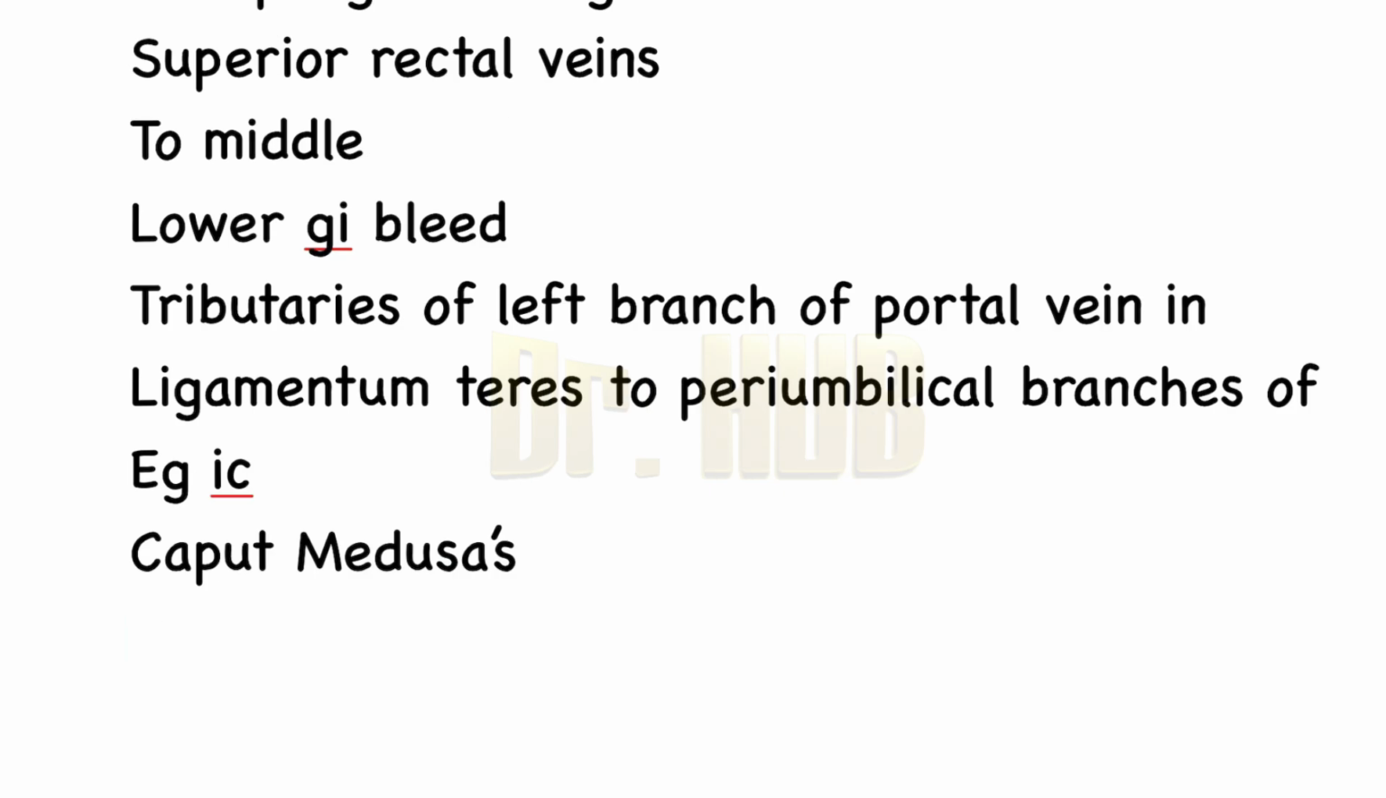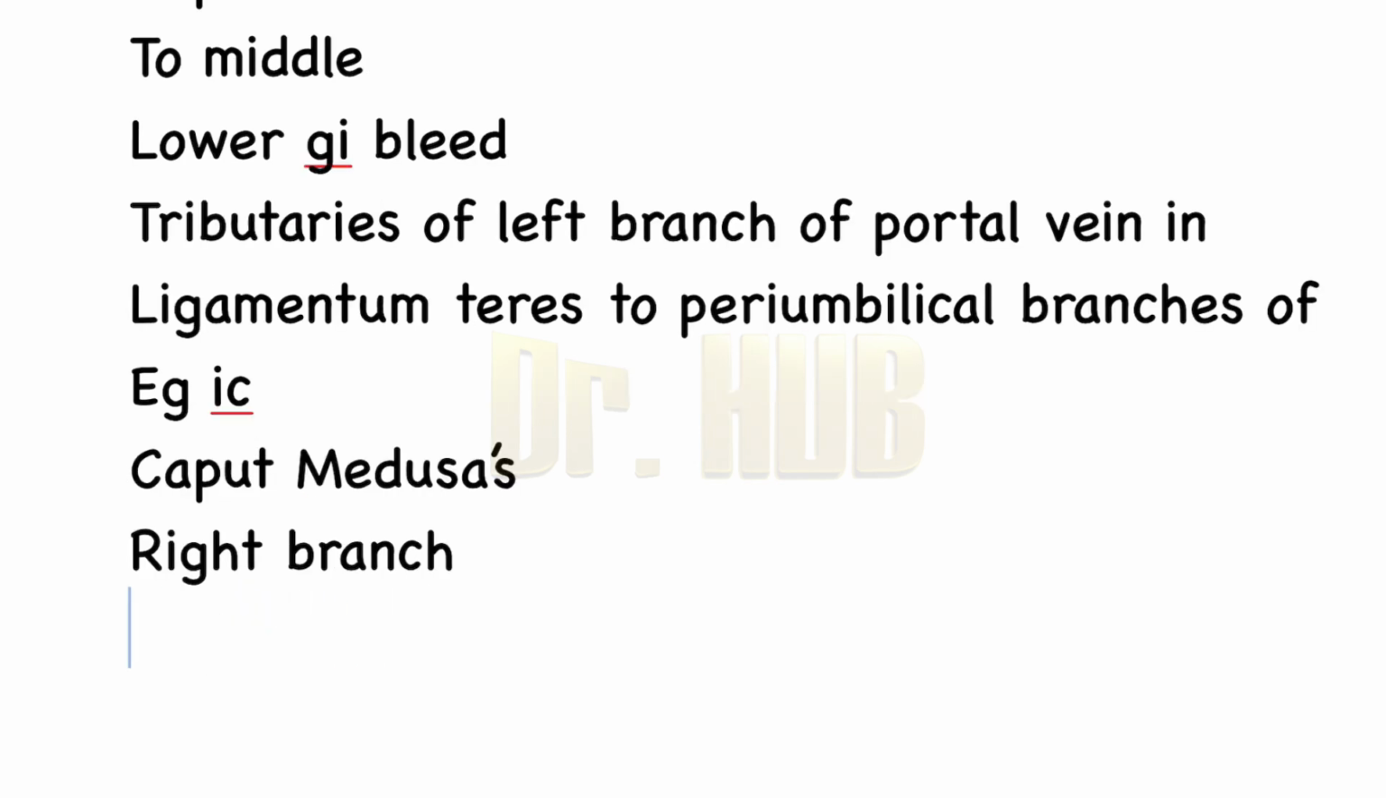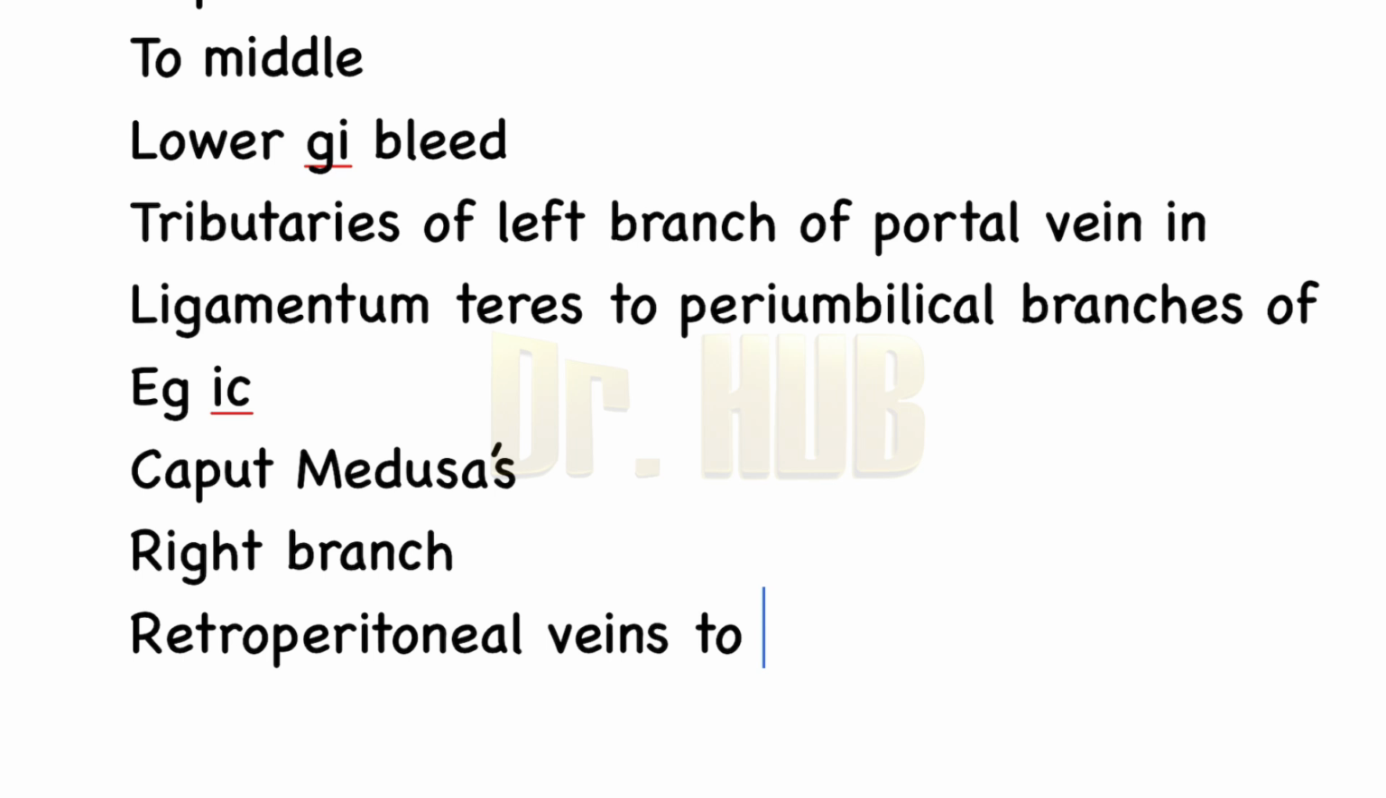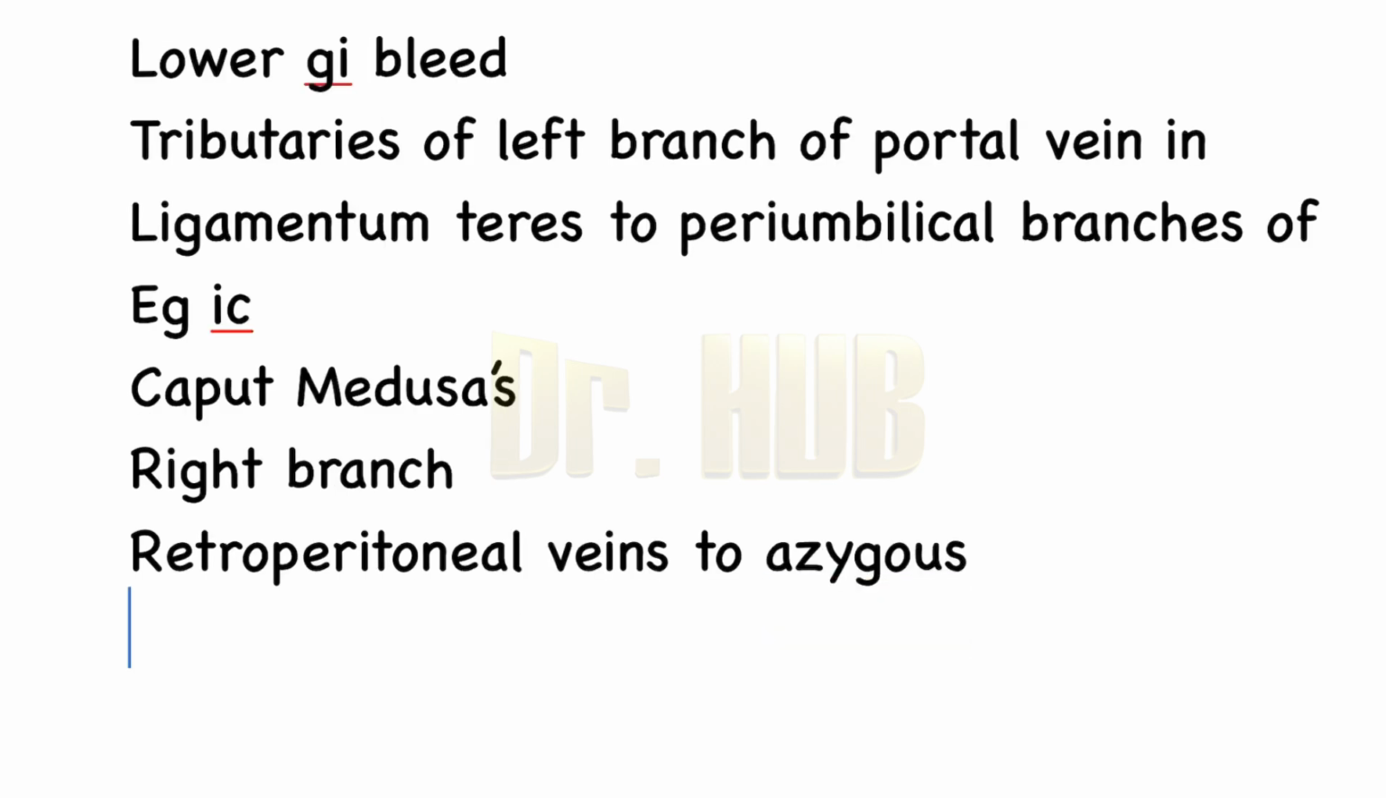Now the tributaries of the right branch of the portal vein, overlying the bare area of the liver, to the retroperitoneal veins, the azygos and hemiazygos, lumbar, intercostal, as well as the phrenic veins.